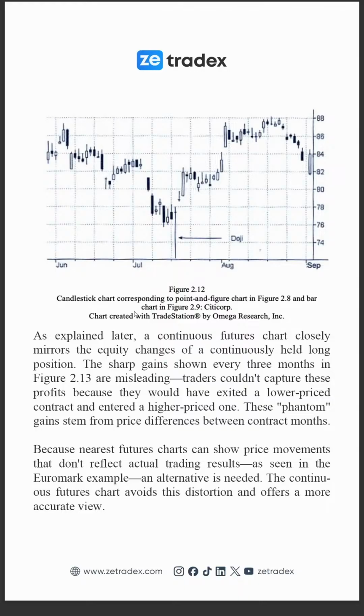As explained, we have a continuous futures chart here that closely mirrors the equity changes of a continuously held long position. The sharp gains shown every 3 months in figure 2.13 are misleading, because traders couldn't capture these profits, since they would have exited a lower priced contract and entered a higher priced one. These phantom gains stem from price differences between contract months, because nearest futures charts can show price movements that don't reflect actual trading results.